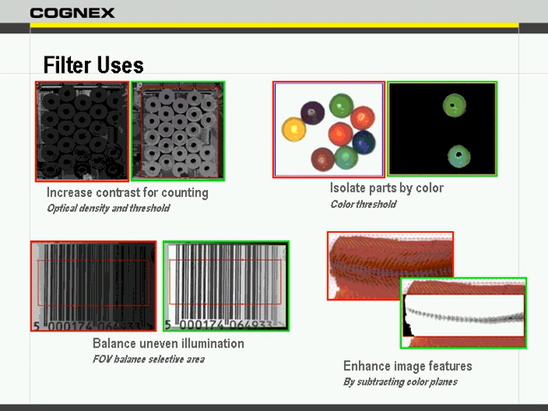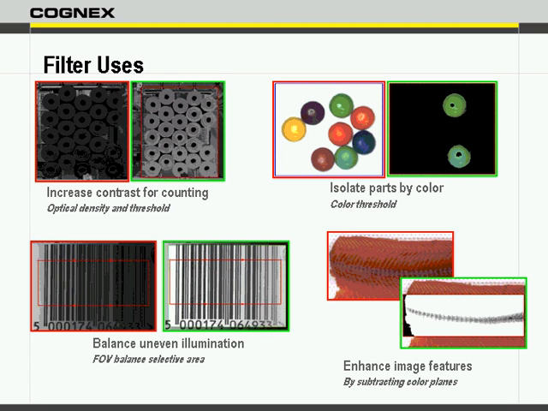On the bottom left, we see an image of a barcode. This is a very good use of filters, doing FOV balancing. You can see on the image on the left that we have a bad gradient of light. It's very bright on the left and very dark on the right. This makes it a little bit difficult for tools which are looking for edges to find those edges because they can't use the same threshold across the whole image. If we apply an FOV balancing filter, we can actually even out that light intensity.